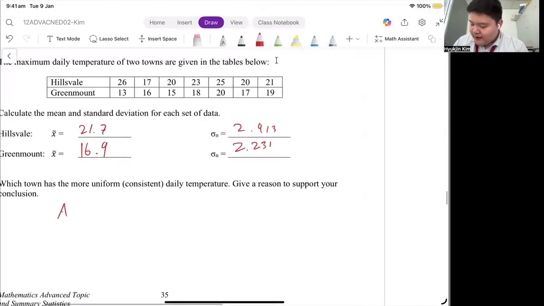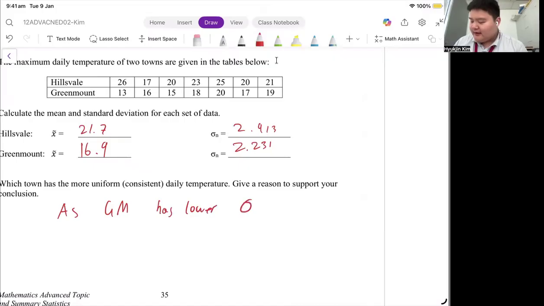GM, Greenmount, has lower standard deviation. In your exam, ideally, actually, write it out.